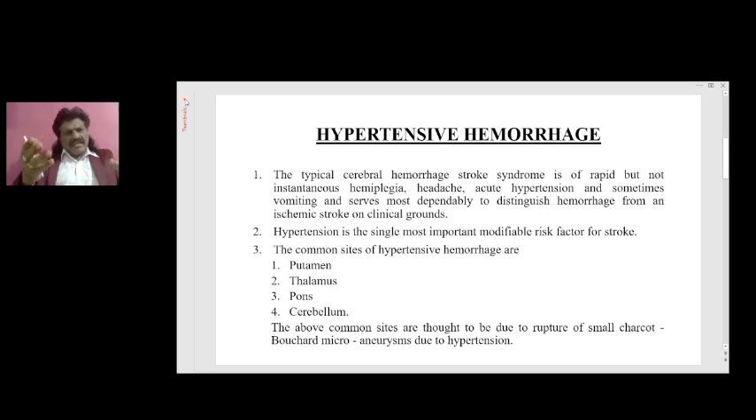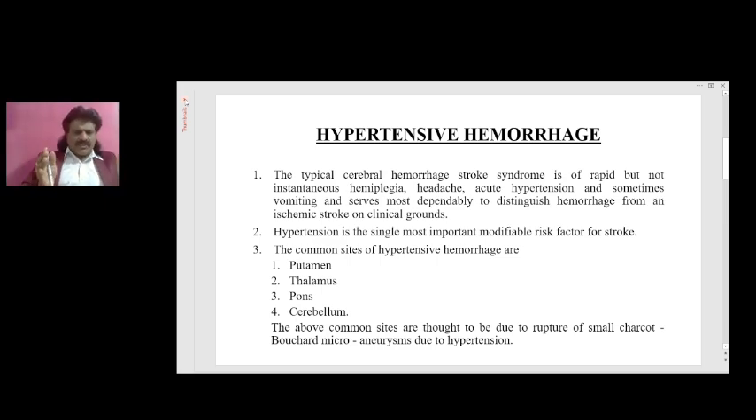There are many risk factors for hemorrhage, as we discussed in the last episode, but hypertension, I repeat, hypertension is the single most important modifiable risk factor for stroke. So there are many causes of hemorrhage.